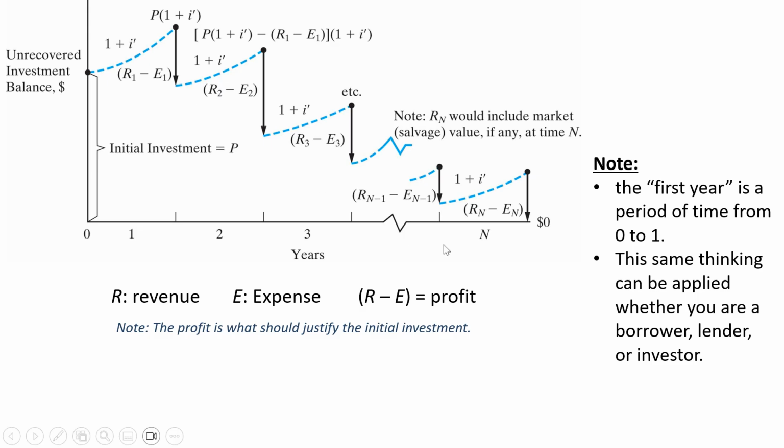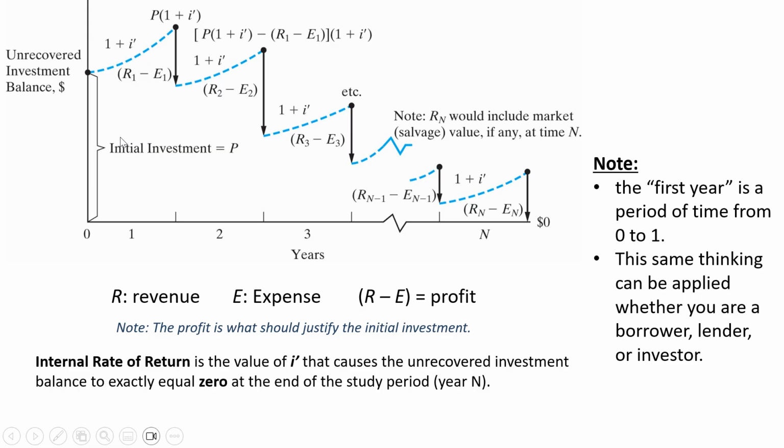Eventually, after a certain number of years, after n years, it finally gets down to 0. And we call that the break-even period, when finally you've gotten enough revenue so that your initial investment has been paid off.